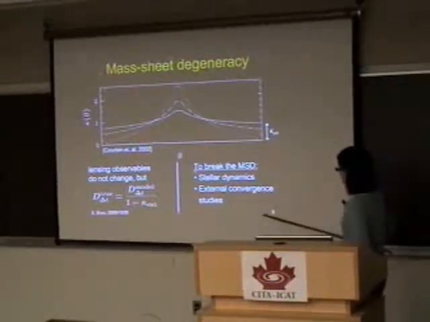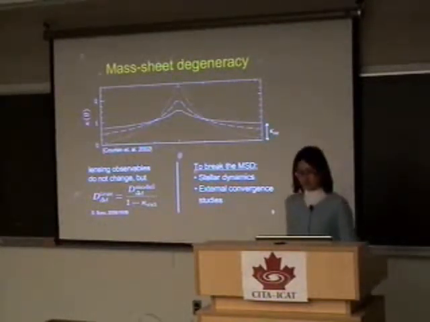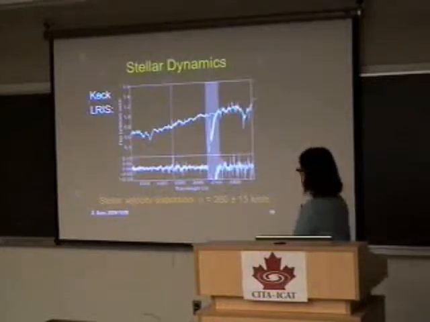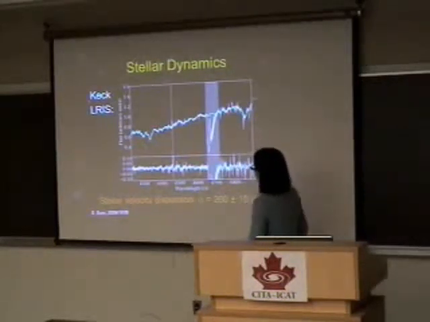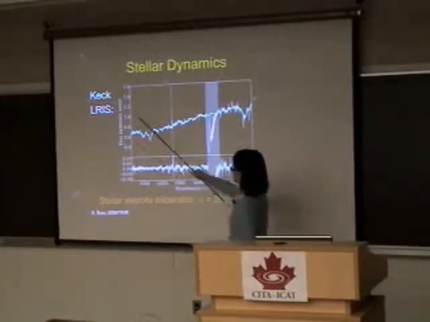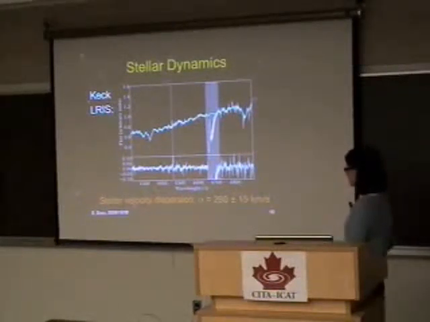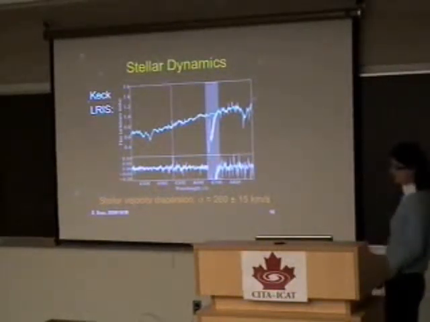Second approach is to study the external convergence by trying to get this quantity directly. For stellar dynamics, we have a spectrum of the primary lens galaxy G1 from Keck LRIS. From the modeling of the spectrum, we obtain that the stellar velocity dispersion of the primary lens galaxy is 260 plus or minus 15.